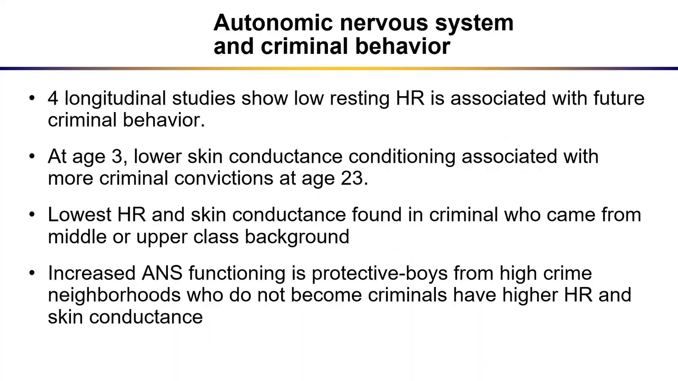The autonomic nervous system is very much involved to some degree in criminal behavior. There are very modest but consistent effects. Lower sympathetic nervous system activity as measured by heart rate or skin conductance is modestly associated with increased risk of criminal behavior in adulthood, and increased sympathetic nervous functioning is protective. So boys in a high-risk environment who have increased ANS functioning may have less risk of criminal behavior later on.